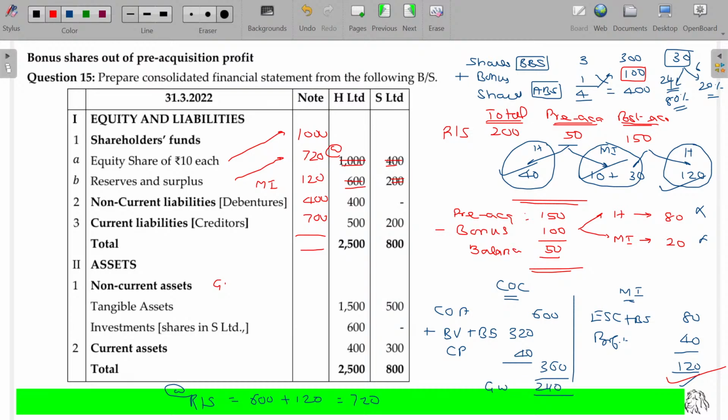And in non-current assets, we have intangible assets, goodwill 240. I post this. And then tangible assets, no change. I just add these two values. Investment was already cancelled while calculating the goodwill and capital reserve. Current assets being 700. What's the ultimate value here? 2940. Now it's agreed. Hope now you'll be able to understand the logic of bonus shares if it is declared out of pre-acquisition profit. What happens if it is declared out of post-acquisition profit? Let's see. If it is clear, text me, so we'll move on to the next one.